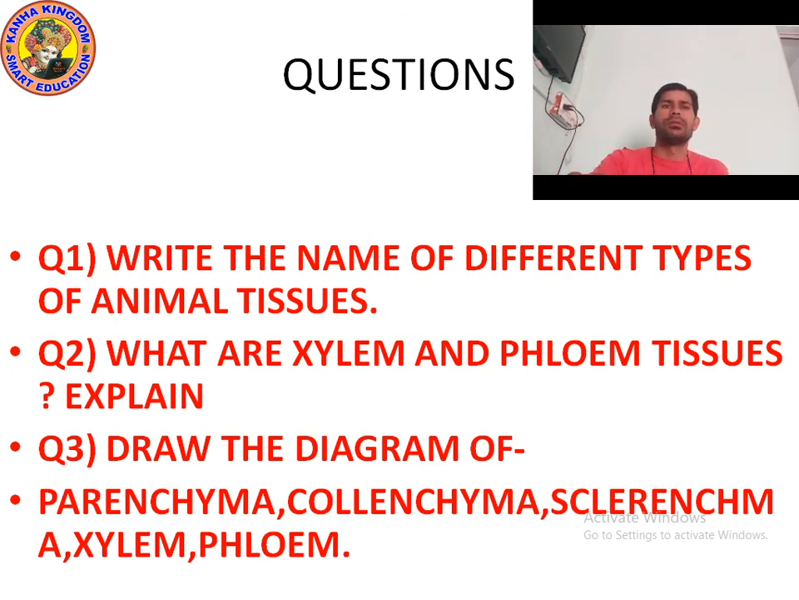Now the last question. Question number 4. Draw the diagrams of the following: parenchyma, collenchyma, sclerenchyma, xylem and phloem. Kids, you will have to practice the diagrams of parenchyma, collenchyma, sclerenchyma, xylem, because any diagram can come in the exam. Mostly 99% parenchyma, collenchyma, sclerenchyma will be asked by the examiner. I hope you will practice them.